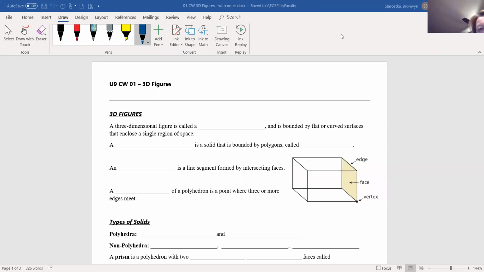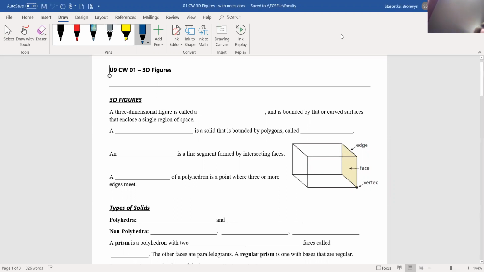Good morning. We are going to do our first classwork via digital learning. So our first classwork of Unit 9, our unit on surface area and volume, we're going to talk about what 3D figures are, and I'm going to fill out the classwork notes for you.